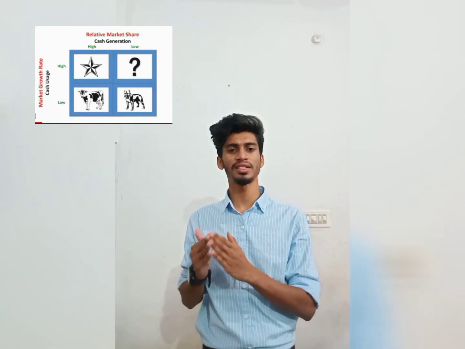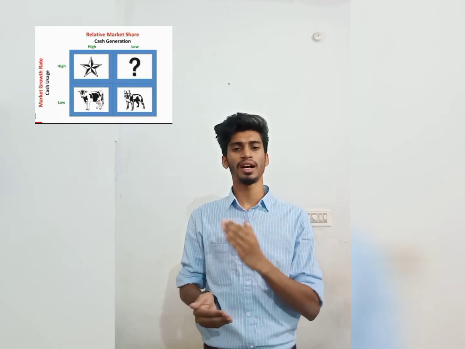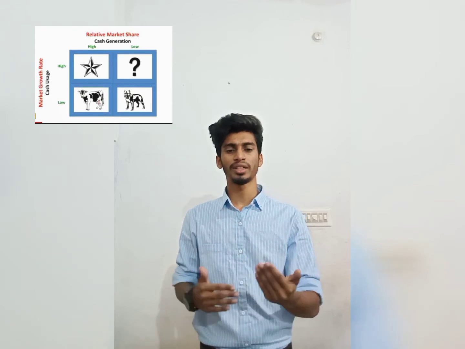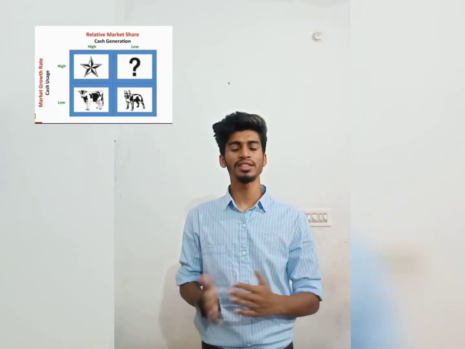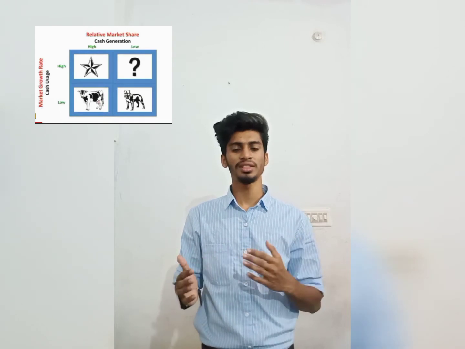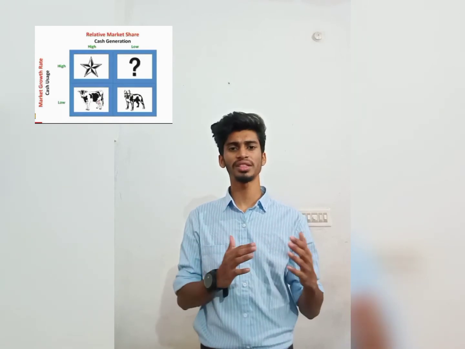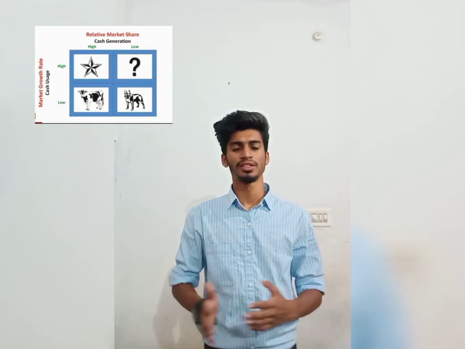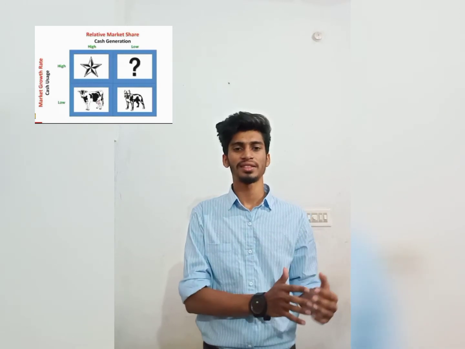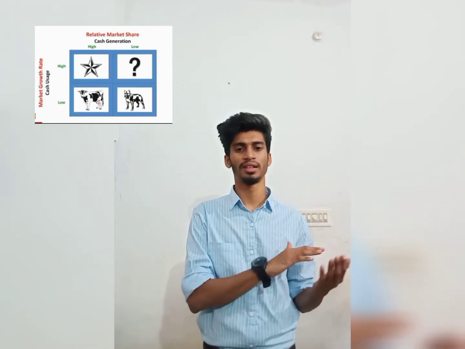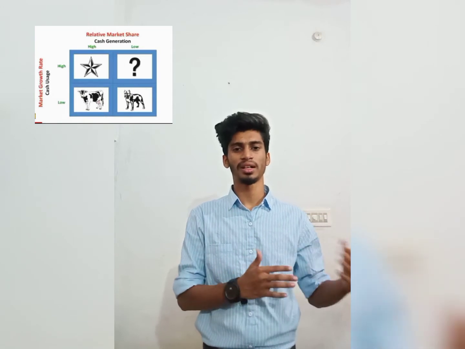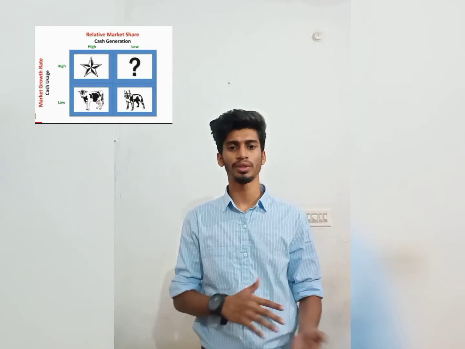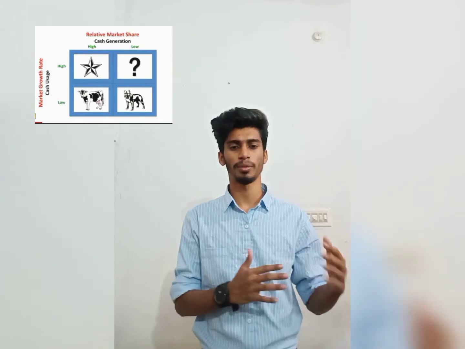The next stage is the harvesting stage. Here the market share is very high and the market growth rate is very low. This is the harvesting or maturity stage of the products, and these products come under the cash cow. The next stage is the declining stage. The dog category is the declining stage, and these kinds of products come under the dog category. This is the divesting stage of a product.